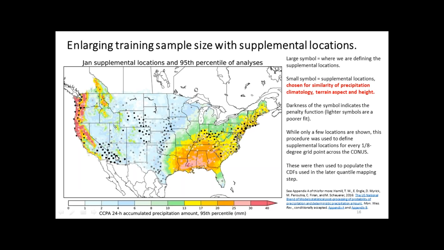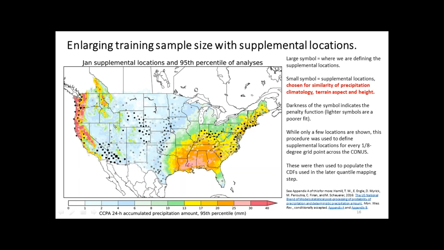Similarly here for Phoenix, the locations with the smaller black squares are what are going to be used to supplement the data at Phoenix. Where you see some lighter colored black squares, this is a way of conveying that it's a less good fit to the original data at Phoenix. So this is a very good fit. This is a poorer fit here. Here's Boulder, Colorado, Omaha, Nebraska, and a couple other locations.